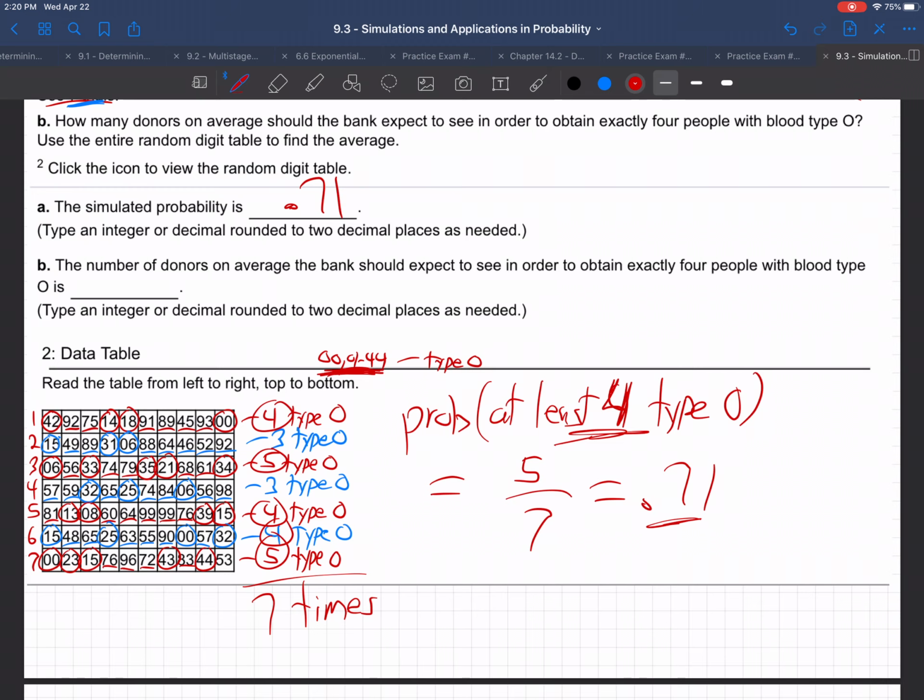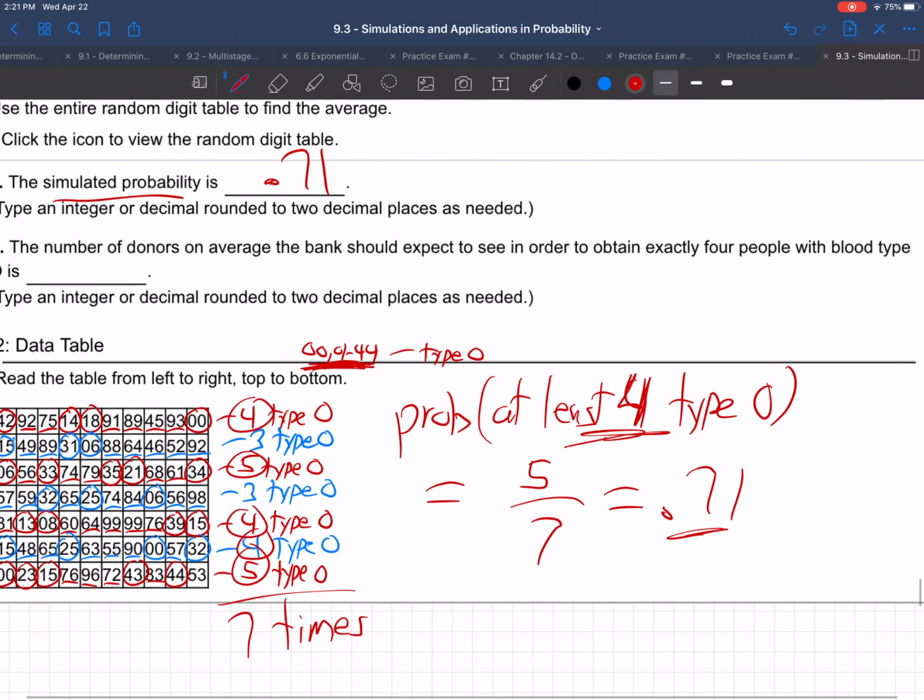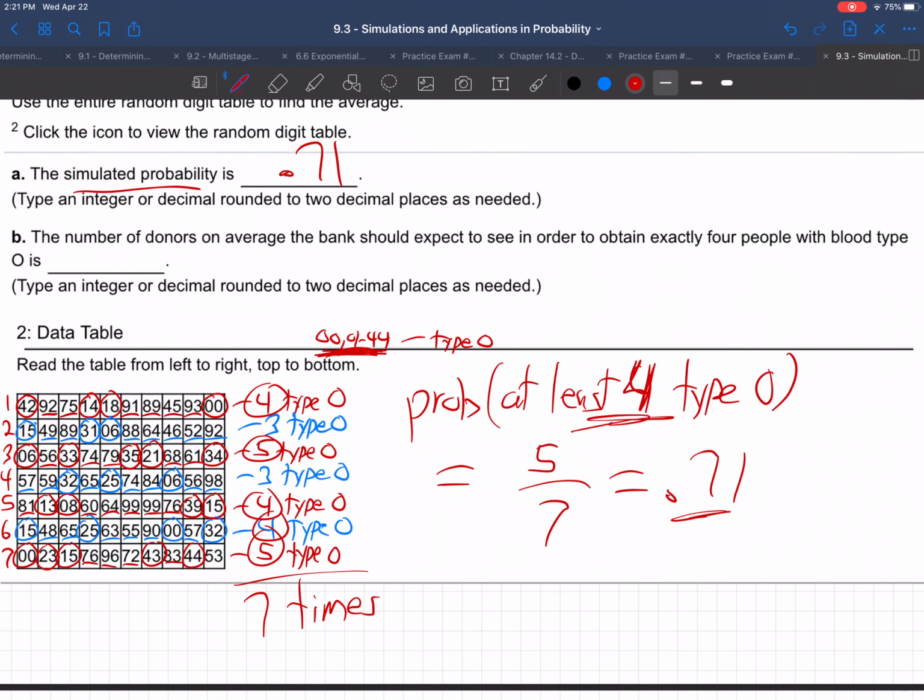So the simulated probability that if you have 10 patients come into your blood bank, 71% of the time you're going to have at least 4 or more of those 10 having type O blood. We just did it 7 times. 7 times we had 10 patients come in, and 5 out of 7 times they had 4 or more type O bloods. So that's a 71% chance. So that wasn't simple. Let's do part B now, which will also not be simple.